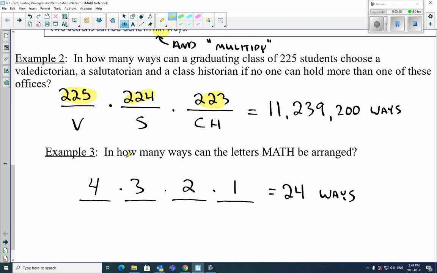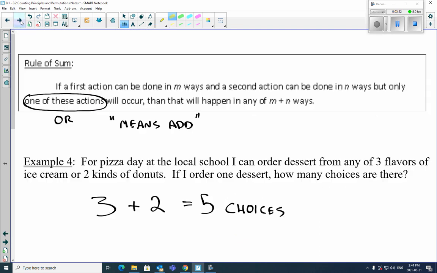Okay, next page here. Rule of sum. If a first action can be done m ways and a second action can be done n ways, but only one of these actions, so that means or, either the first action or the second action, when you see that, it means add. Different than the last one, which was multiply, and that's and. So for or, it means add. For and, it means multiply.